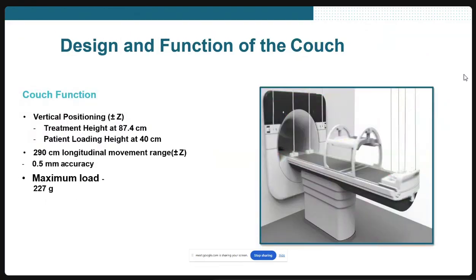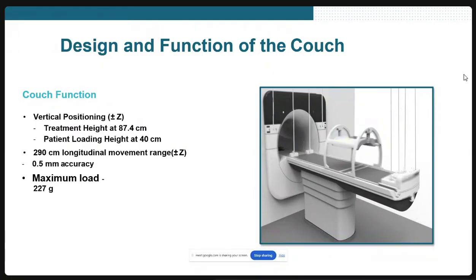The couch is quite strong because it can withstand up to 227 kilograms, and it can move in a longitudinal direction, but it can move neither laterally nor vertically. So if there is an isocentric error, the machine cannot adjust like we do in a conventional accelerator, where if there is a 5 or 3 shift in a chronocordial, we just move the couch. No, it's not possible here.